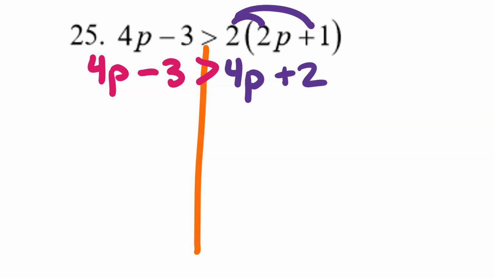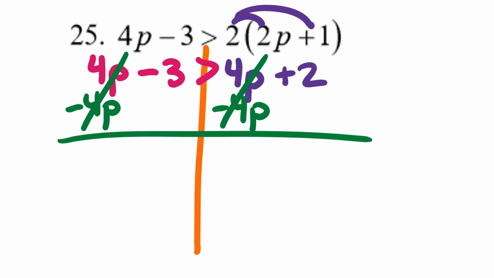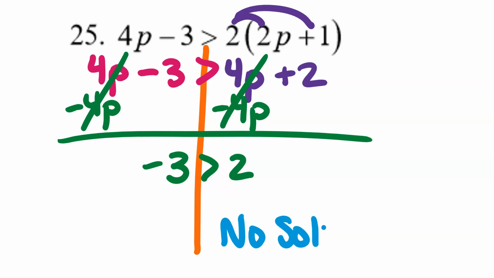Now I'm going to move the smaller letter. So I have 4p and 4p. It does not matter which one I move. I just need to move one of them. So I'm going to do minus 4p because that's the opposite of positive 4p. Those go away. I have negative 3 is greater than 2. Okay, so there's no letters. When there's no letters, we have to check if this is true. Is negative 3 greater than 2? It's not. Okay, so when that happens, that would make this a no solution because negative 3 will never, ever be greater than 2. Okay, so you don't have a graph for this one.